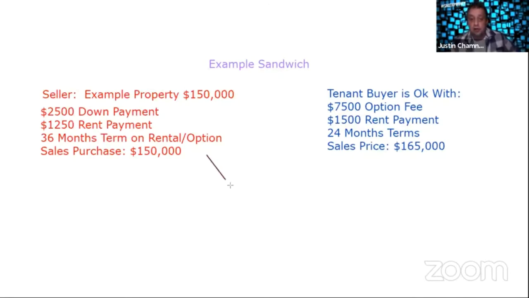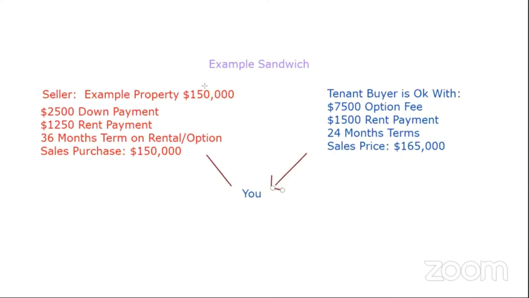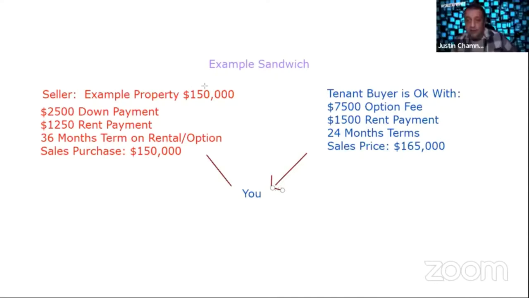I want to draw you a little triangle here because things are starting to happen in our lease option scenario where we're sandwiching this deal. Here we have you in the middle. That's you. Your tenant buyer in this scenario will be giving you what? $7,500 down. What are you owing the seller? Somebody tell me. What do you have to give the seller? $2,500, yeah. So there's your upfront money, your upfront non-refundable option fee profits.